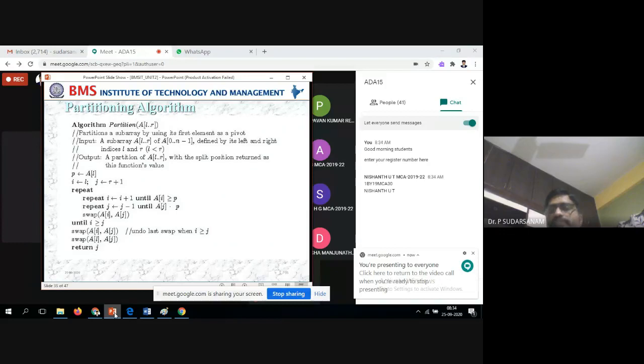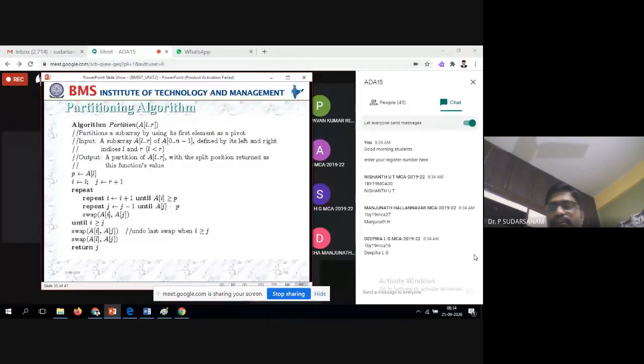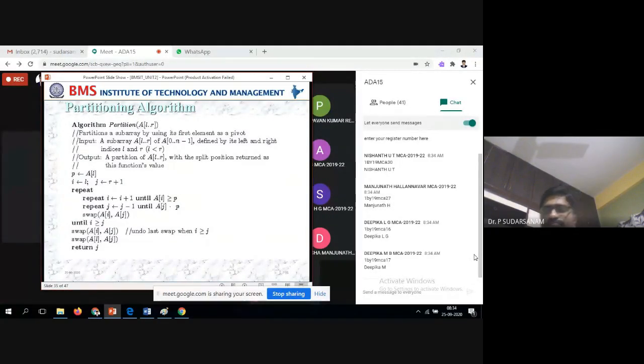Enter your register number here. Yes, that is what your timings, everything will be recorded. You need to enter your register numbers. Yes, you have to enter like that.